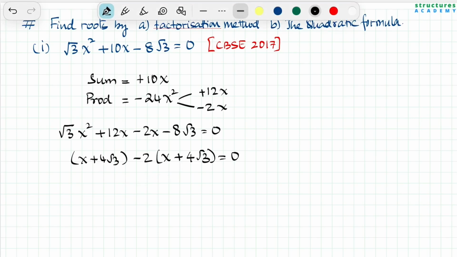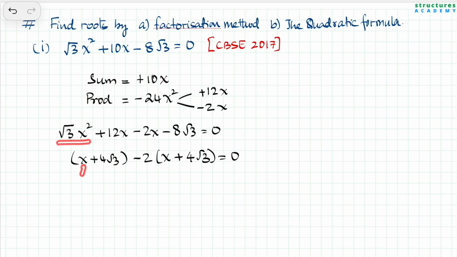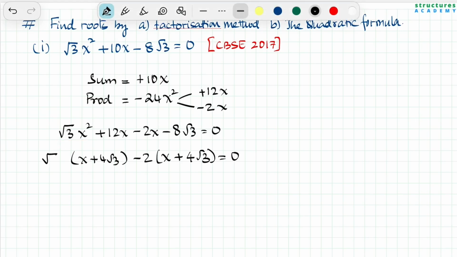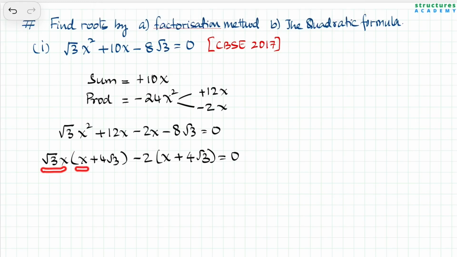And now I'll ask myself, what should I multiply this x with so that I get root 3x square? And the answer to that is root 3x. Now let me check. If I multiply root 3x with x, I do get root 3x square. If I multiply root 3x with 4 root 3, root 3 into root 3 will give me 3. 3 times 4 is 12. And then there's x, so I get 12x. So the factorization is correct here.